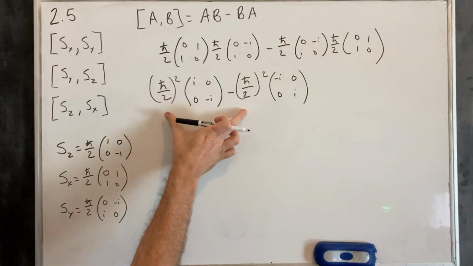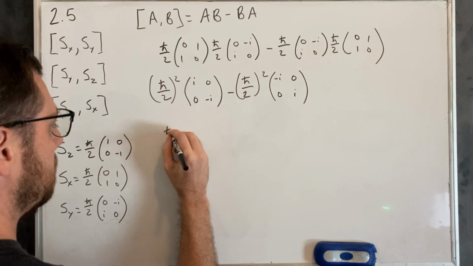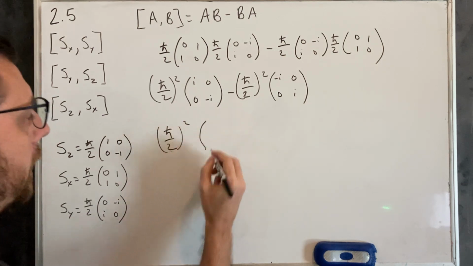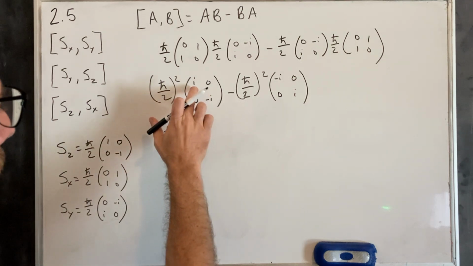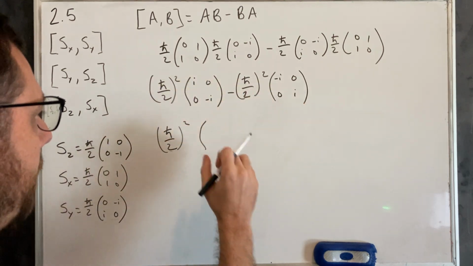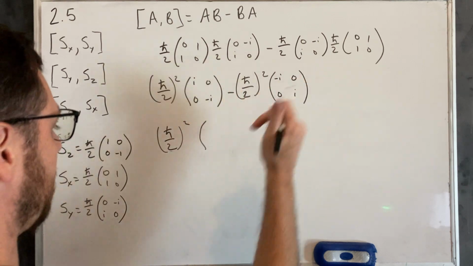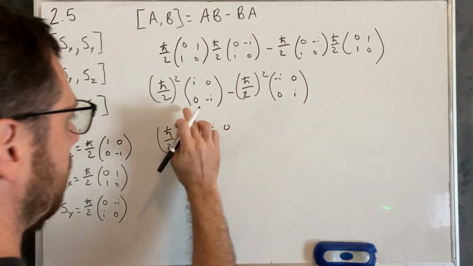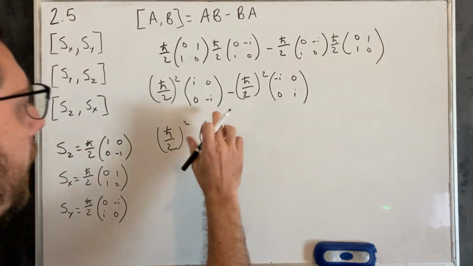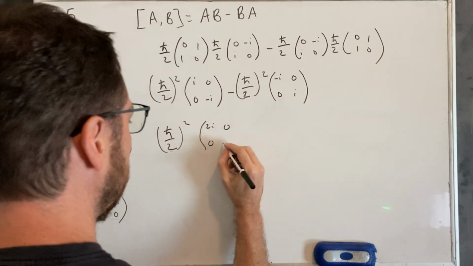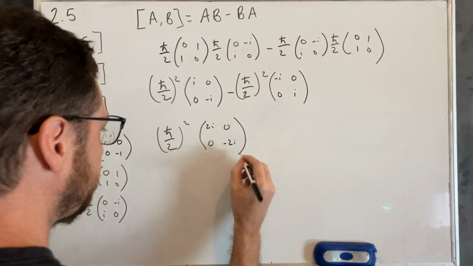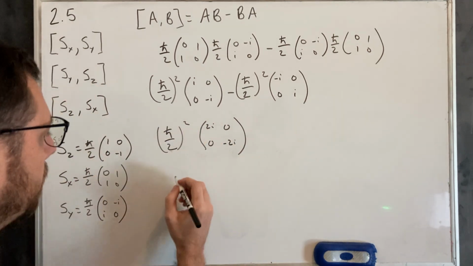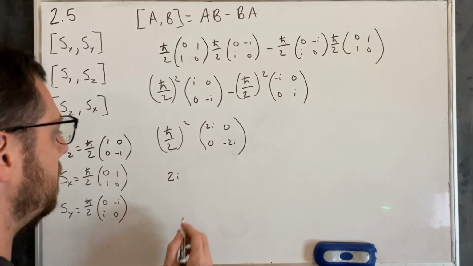Now we can factor out this h bar over 2 squared. And we can do i minus negative i, which is going to be i plus i, would be 2i. 0 minus 0 is 0. 0 minus 0 is 0 again. And negative i minus another i would be negative 2i. So here we can factor out a 2i. So let's pull out a 2i.